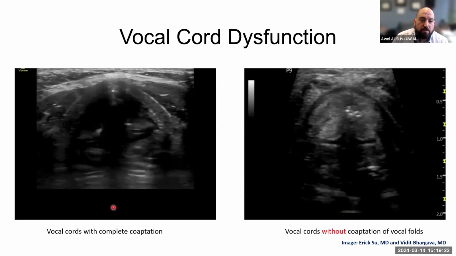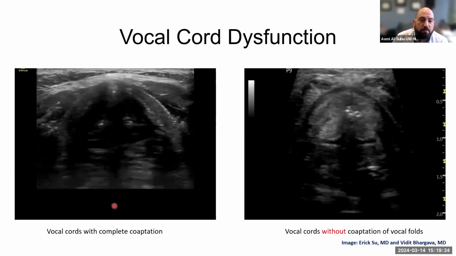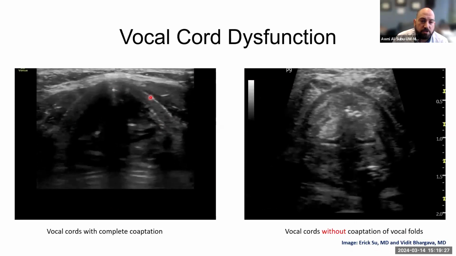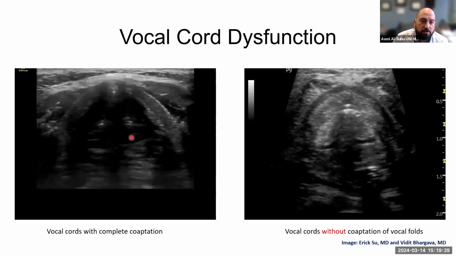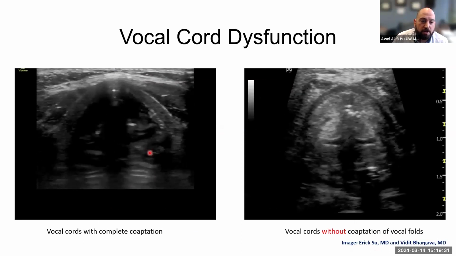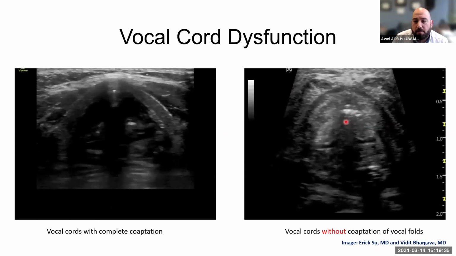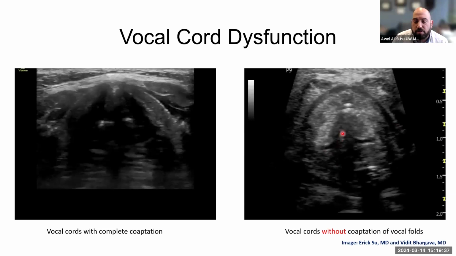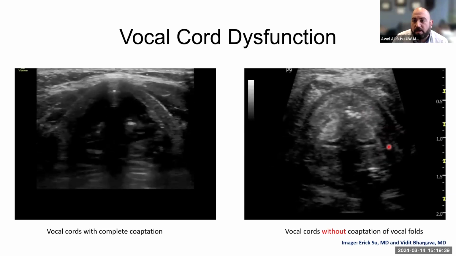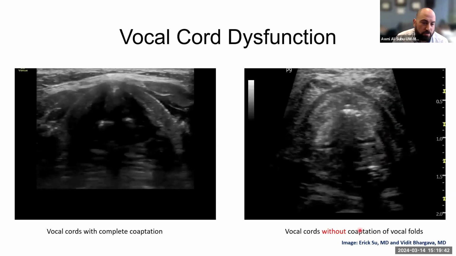This is on the left, another image of normal vocal cords. Again, you see the structure: thyroid cartilage, the vocal cords, the arytenoid cartilage, and you can see they're separating. But on the right side, it's not symmetrical, yeah? So there's a failure of the left vocal cord to abduct there.